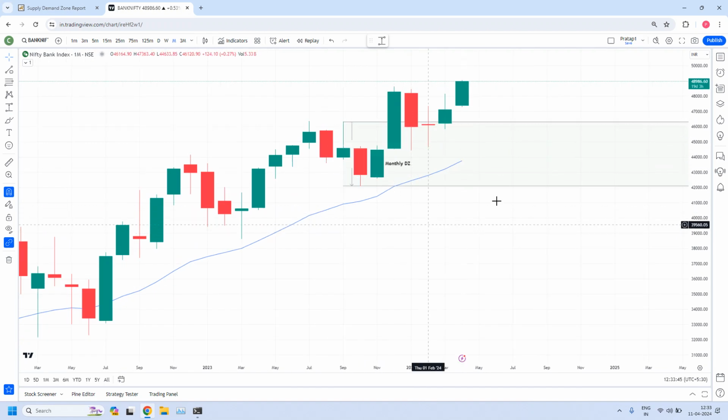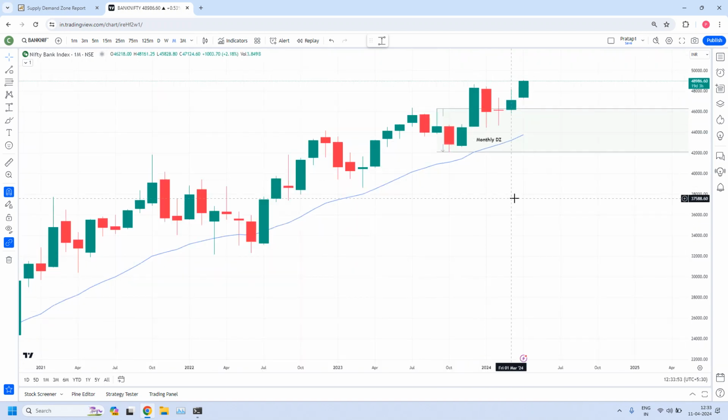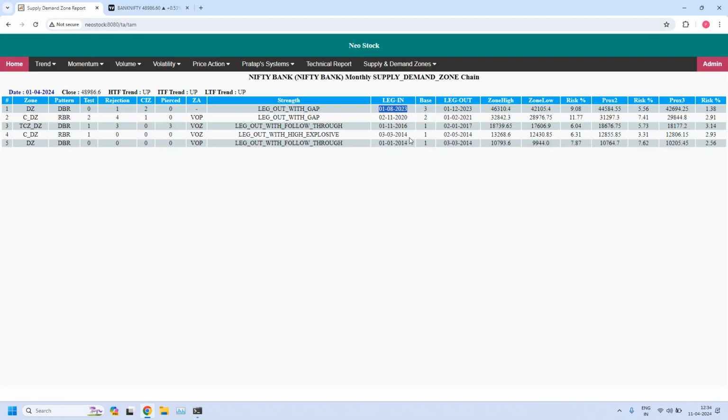And if you observe this monthly demand zone, this zone is having monthly EMA confluence. This is one important point we need to observe. And the second important point is the trend. The current trend on monthly time frame is uptrend. Observe these parameters. Whichever report we are referring, that will be treated as a LTF zone. So currently we generated a monthly zone report, so our software considered monthly as LTF time frame. So it is telling the trend as uptrend.